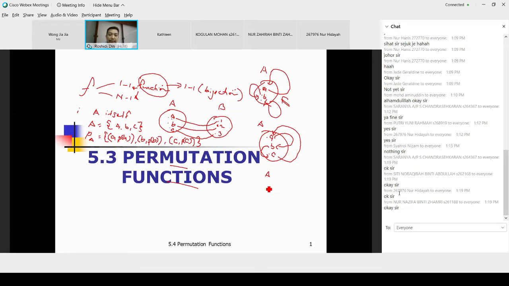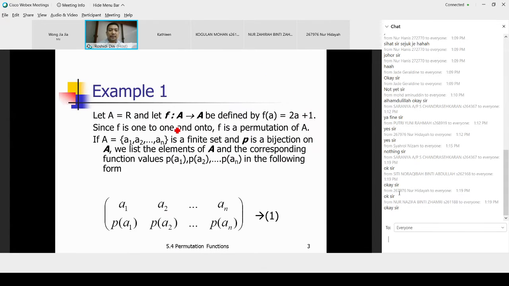It can also be like this: we have A, B, C. A maps to B, B maps to A, and C maps to C. This is another idea of permutation function. For the time being, the basic idea looks like this one. But later, once we go further in another slide, we will talk about this idea and this idea. Okay, that's permutation function.